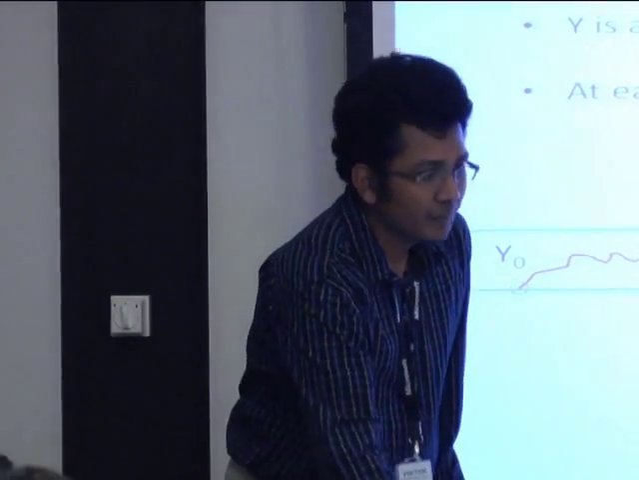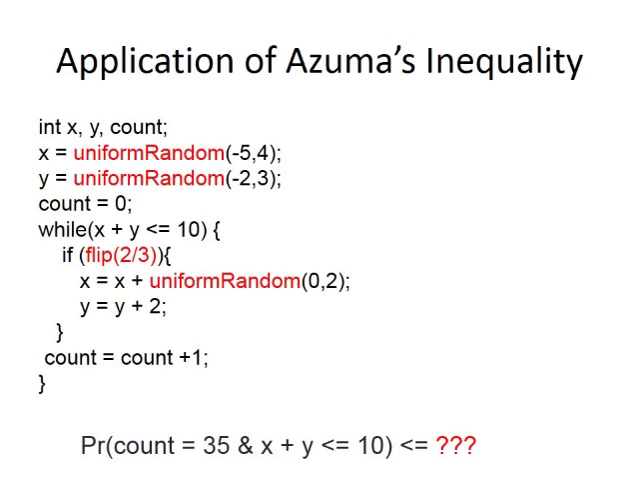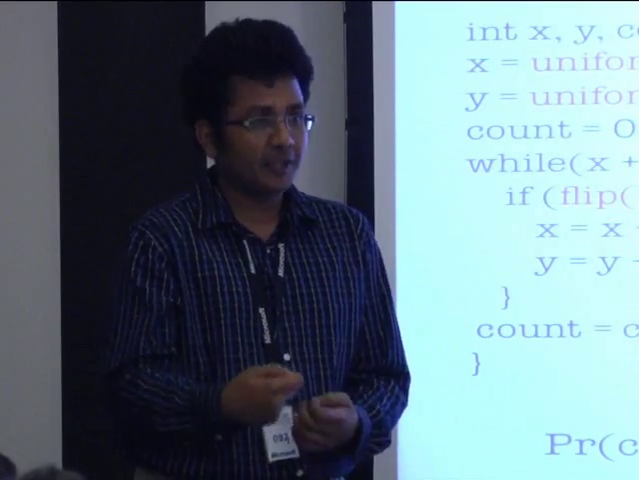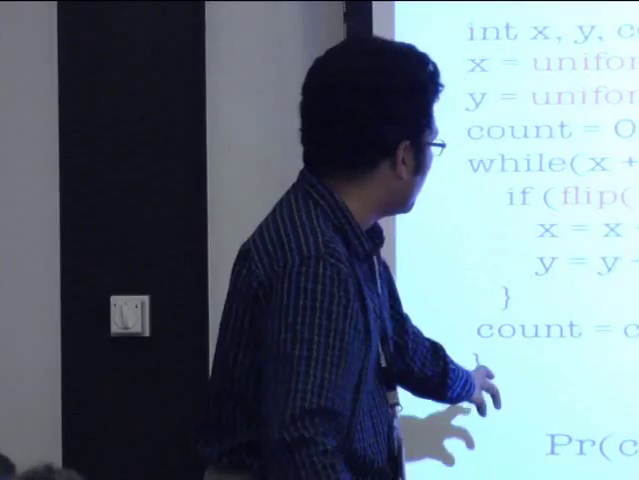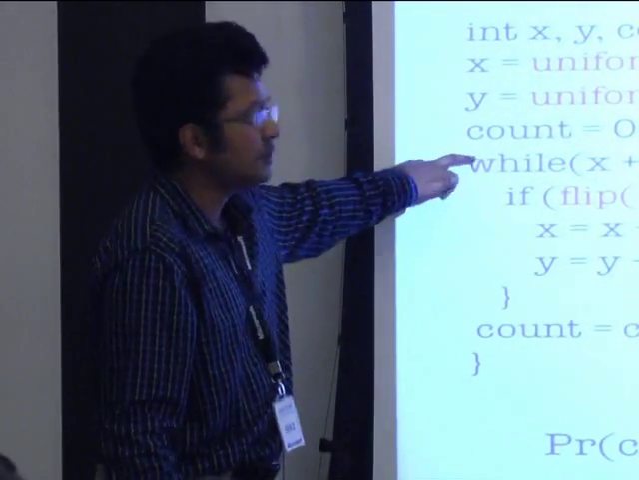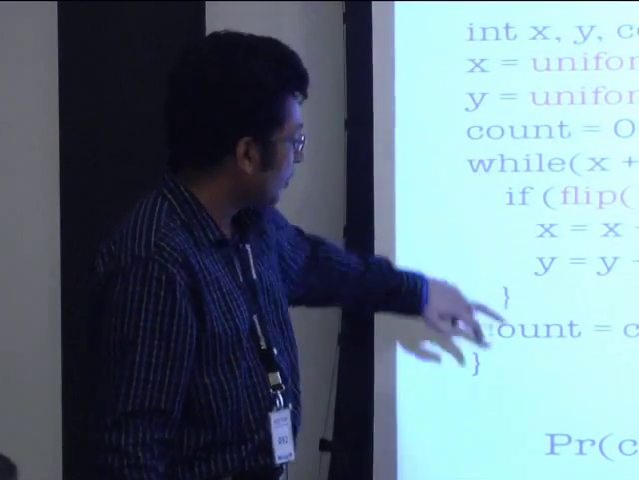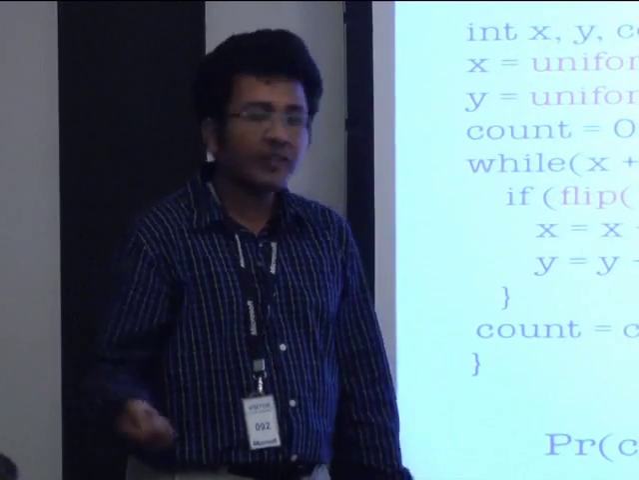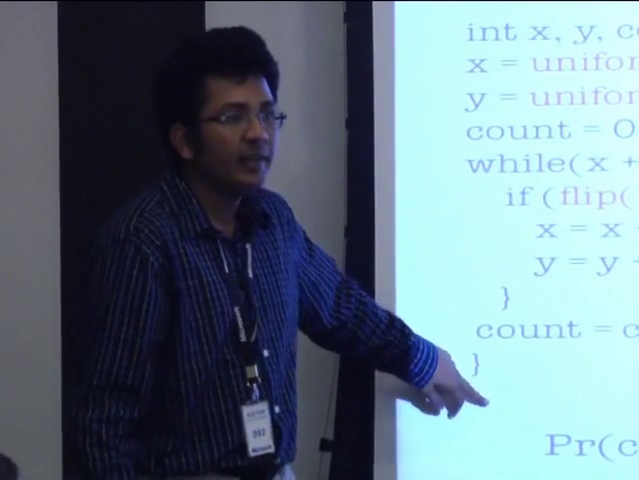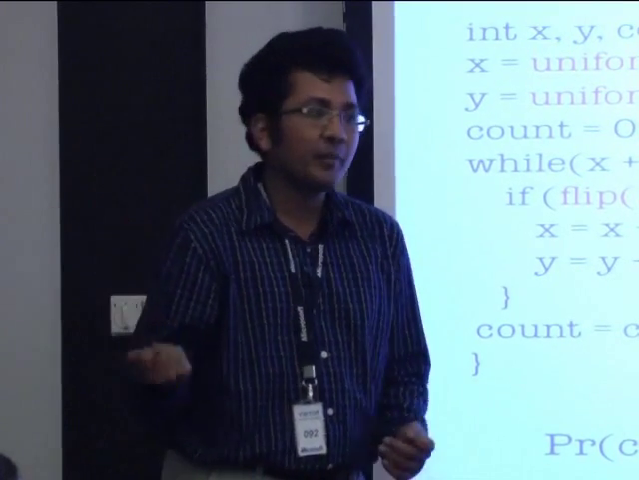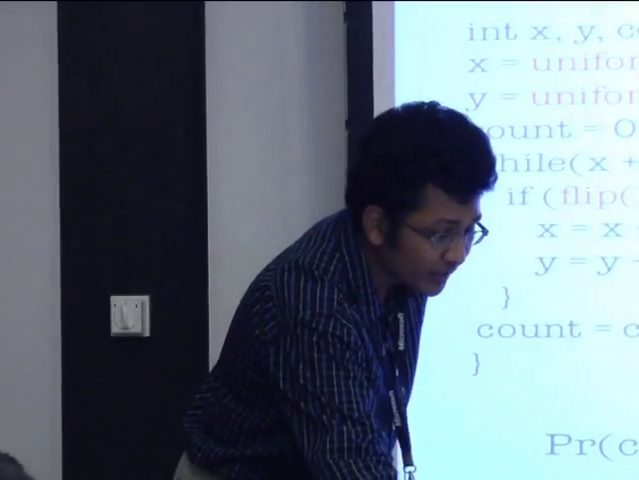That's right. Yeah. So for example, I can show you now how we can apply Azuma's inequality. And some of the problems or future work is also very clear when I show you how I do this. Okay, so I want the probability that count equals 35 and x plus y is less than or equal to 10 at this point in the program, meaning what's the probability that I reach 35 and I haven't yet terminated. That's another way of asking what's the probability I reach here and count is greater than or equal to 35. It's the same question I asked way back, right? Okay, so I've reformulated the question.